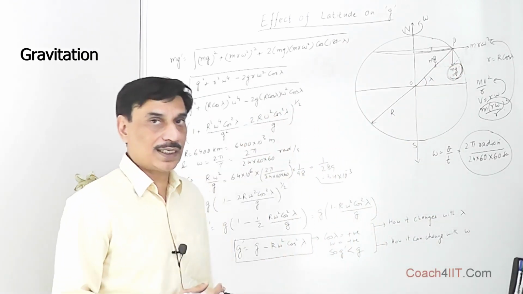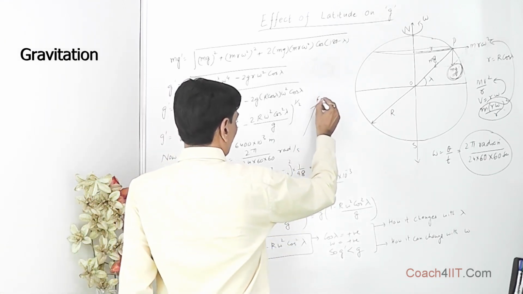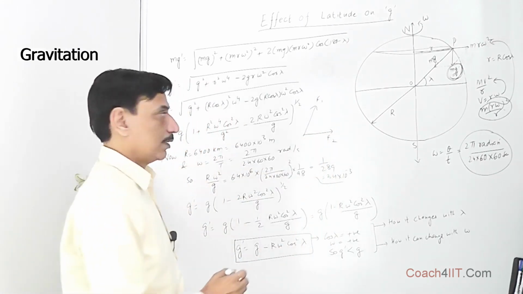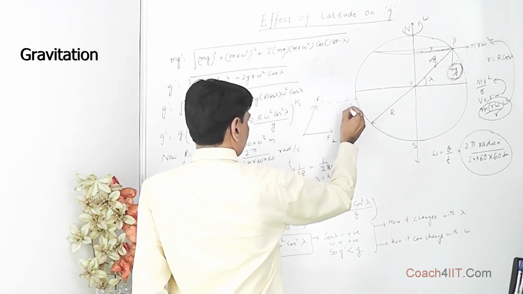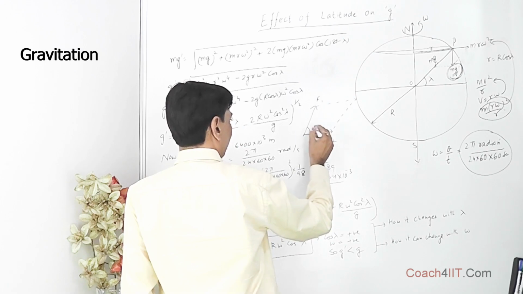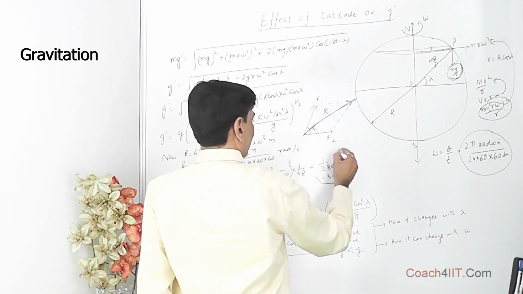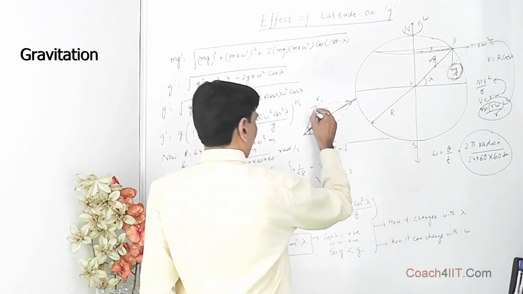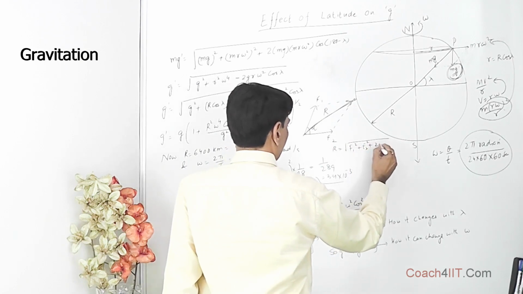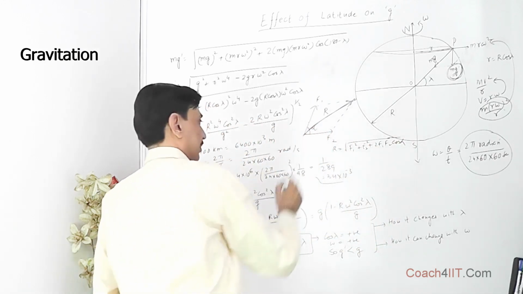If you remember what we did in the lectures on vectors, if there are two forces F1 and F2, we join them tail to tail and construct a parallelogram, this is parallel to this, this is parallel to this, and let's say the angle between the two is alpha. This diagonal is the resultant. This resultant is given as the square root of F1 square plus F2 square plus 2 F1 F2 cos of the angle between the two vectors.